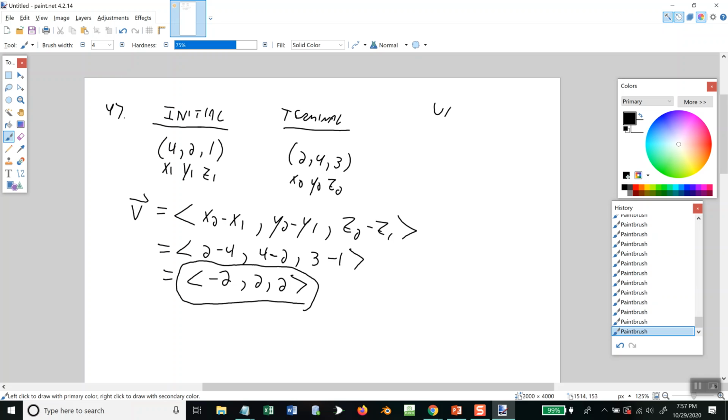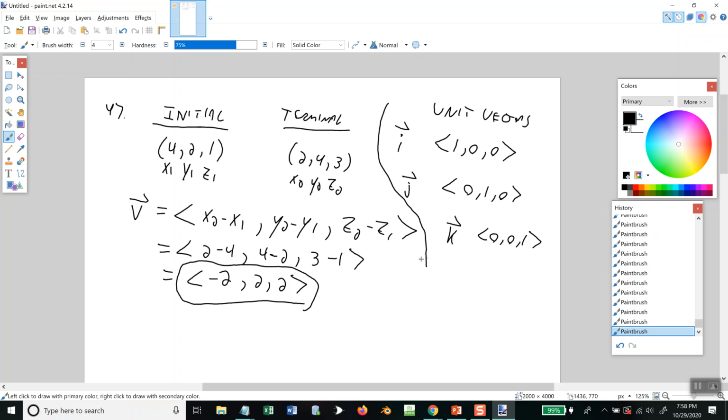Now we've got some unit vectors. Here's one of them, 1, 0, 0. This is represented by I. We have 0, 1, 0. This is represented by J. And we have 0, 0, 1, which is represented by K. Now I could split this up like I showed you last time, but the easiest way is the shortcut I showed you. You just put an I on it, so negative 2I. This you put a J on, so plus 2J. And this one we put a K on. That is another way to represent our vectors.